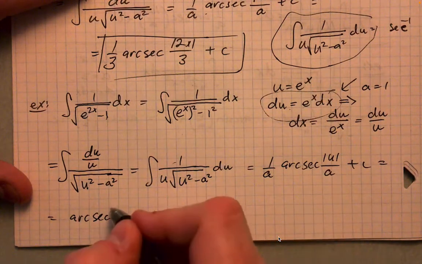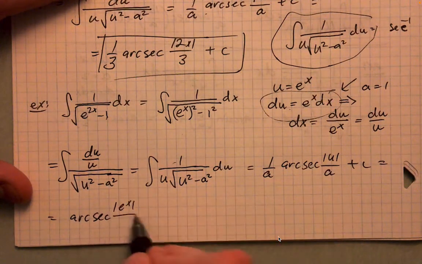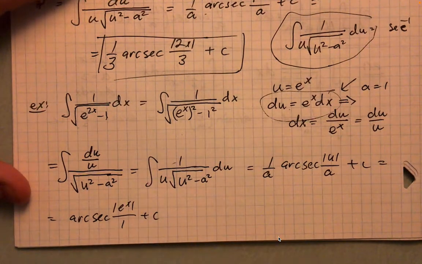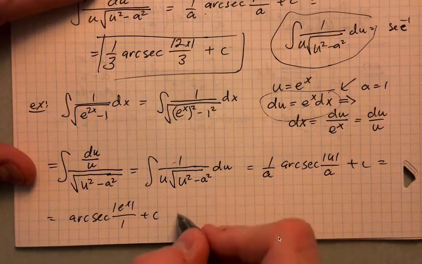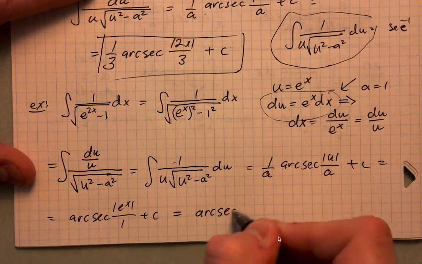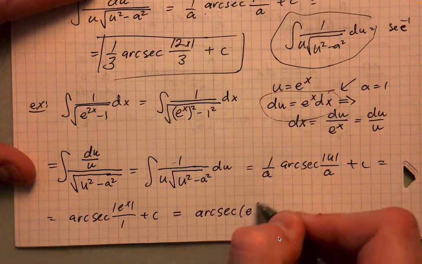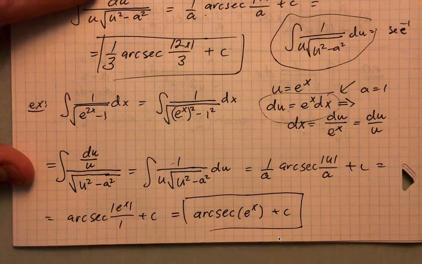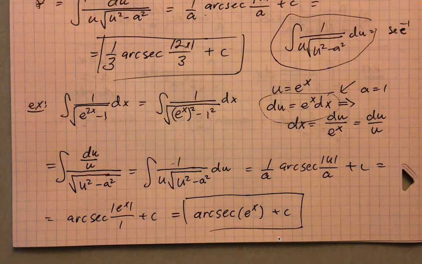U is e to the x, absolute value of e to the x, and then a is 1. Now e to the x is always positive, right, for any real number, and so that means this is just arc secant of e to the x plus c. Okay, so we get that. So that's kind of a little bit of a tricky one, right? A little bit of a tricky one there.